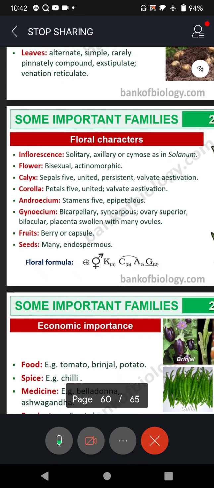K for calyx. And how many are there? 5. Are they united? Yes, all of them are joined together. So we are putting it within brackets. Yesterday I said if we put brackets, that means they are adhered or united. So the symbol we are putting is K. How many? 5 sepals and all are united, one is attached with the other. So we are putting 5 within brackets. K5. Next comes corolla. Corolla spelling COROLLA.